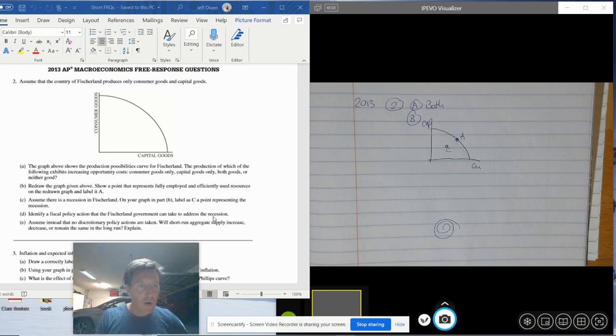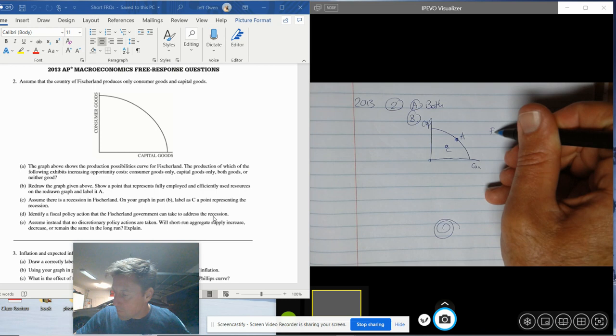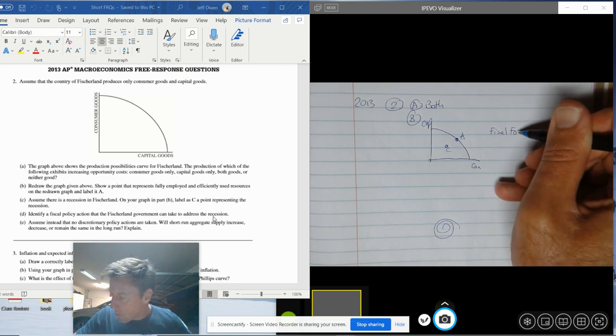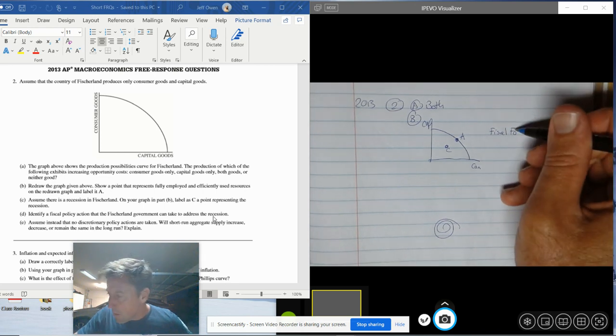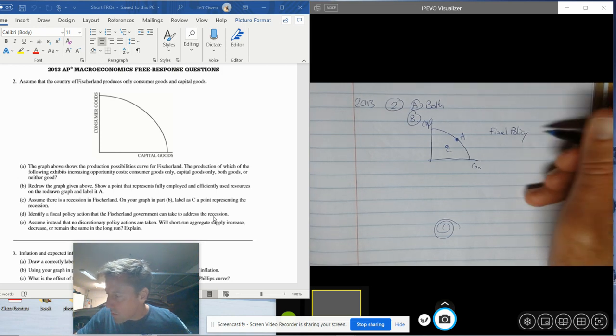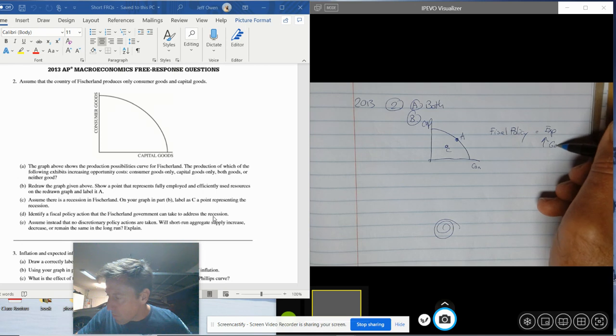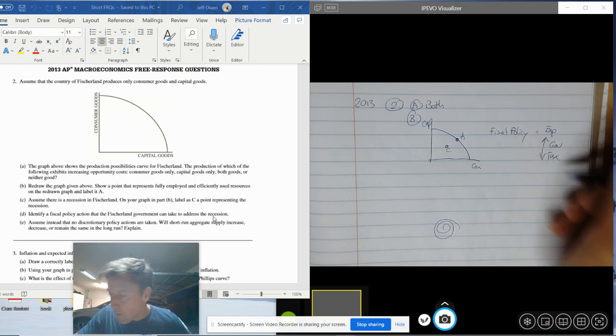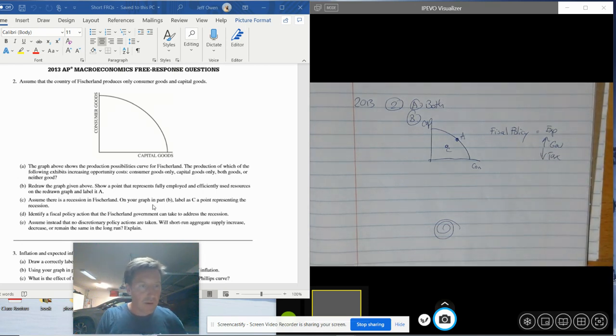Identify a fiscal policy that the Fisherland government can take to address the recession. When we are looking at fiscal policy, they can do two things. For expansionary, we can increase government spending or cut taxes. Either one of those would have been an acceptable answer. Assume instead that no discretionary policy actions were taken. Will the short-run aggregate supply increase, decrease, or remain the same in the long run?